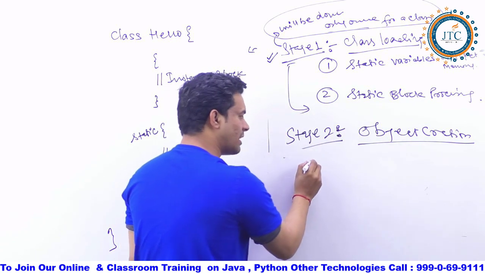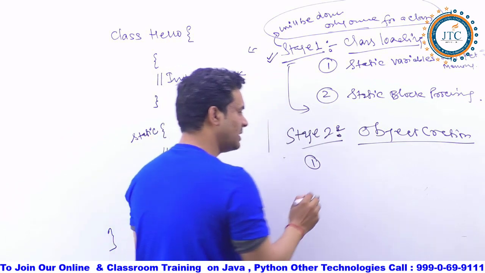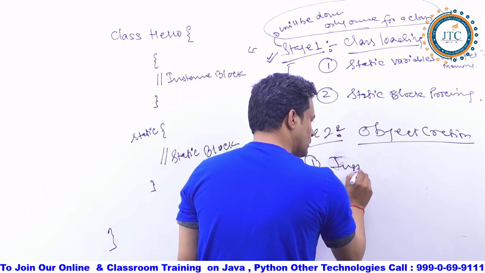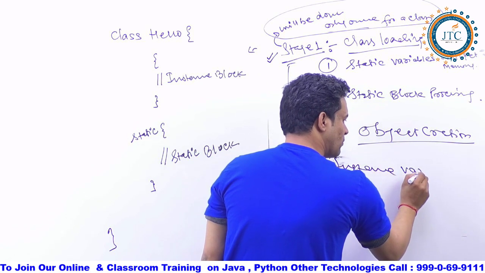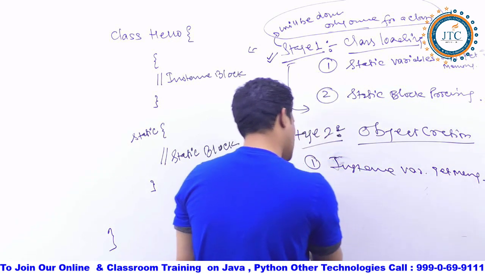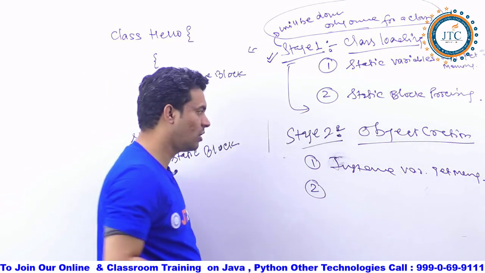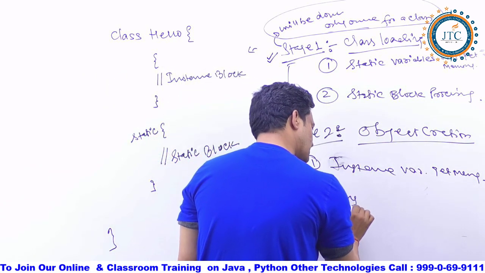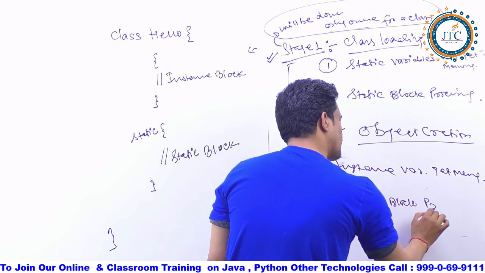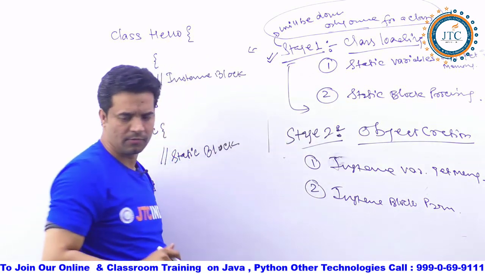Now the second thing: when an object is being created, what is the first thing that is done? Instance variables get memory, and the second important thing is instance block processing. I hope you are now clear about loading and object creation.